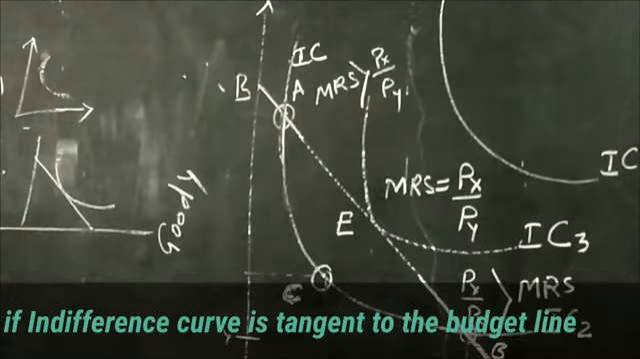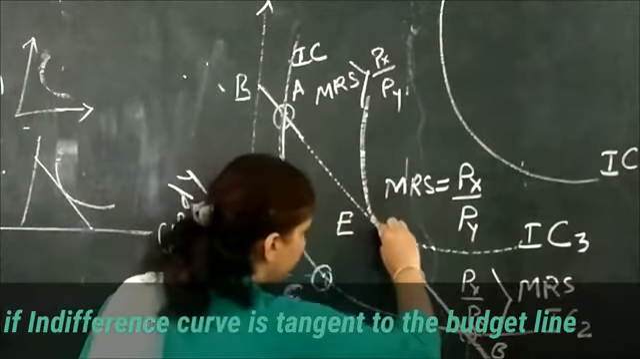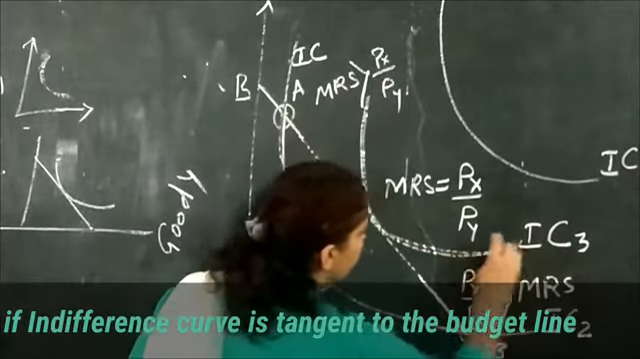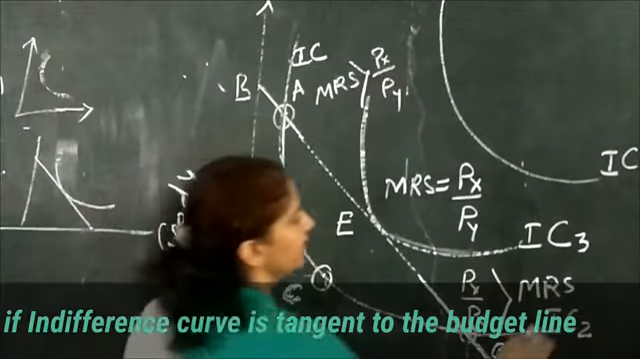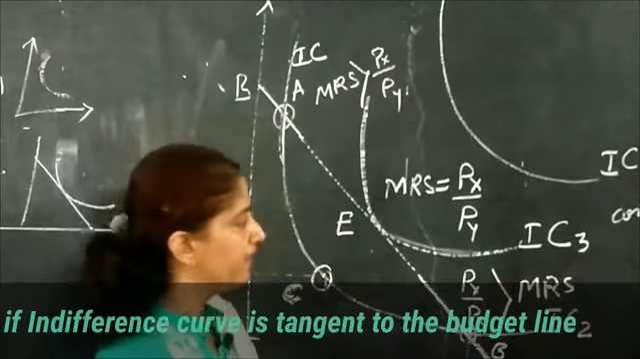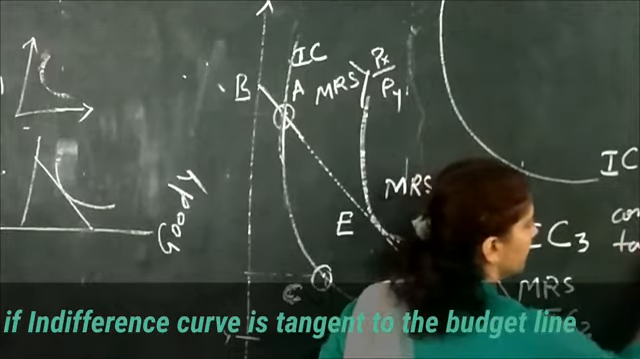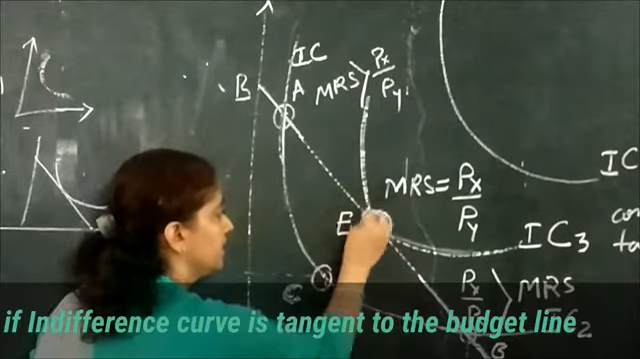Next we will compare indifference curve 3, IC3, in accordance with the same budget line. We will compare all the equilibrium conditions in accordance with IC3 and the budget line. First equilibrium condition, IC is convex, it is fulfilling. Second equilibrium condition is about tangency. So we can say that the indifference curve is tangent to the budget line at point E.